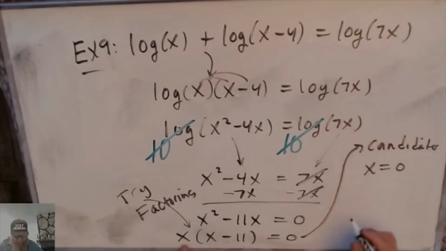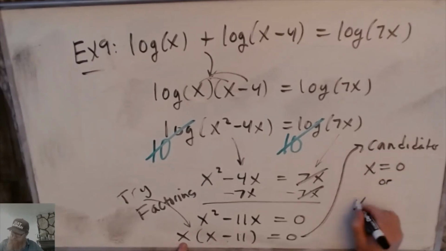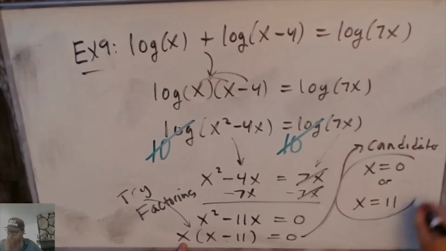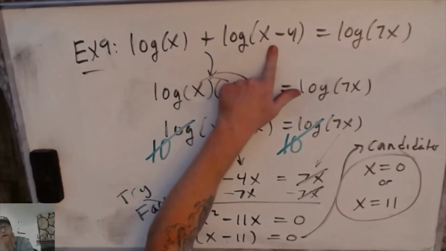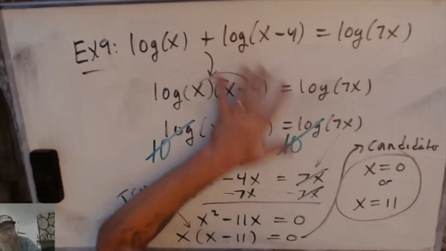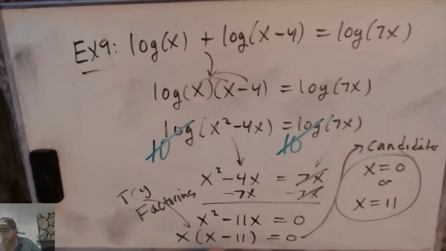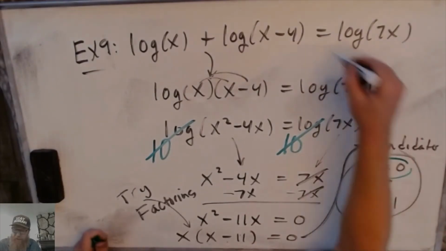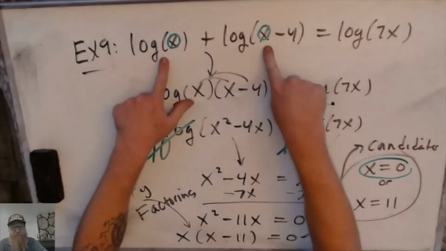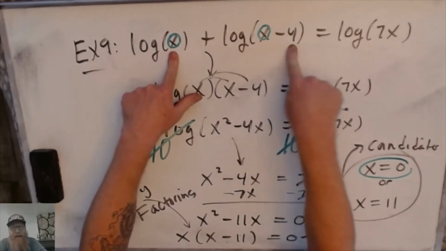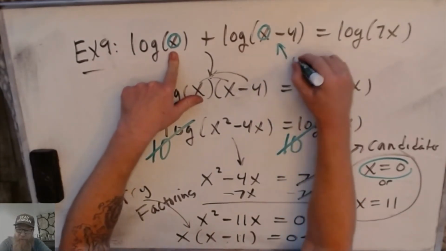I get x equals 0, or x equals 11. Now plug them in here and make sure that they remain positive after you've plugged them in. Okay. So let's try 0. Plug 0 in here and here. If you plug in 0, does that remain positive?